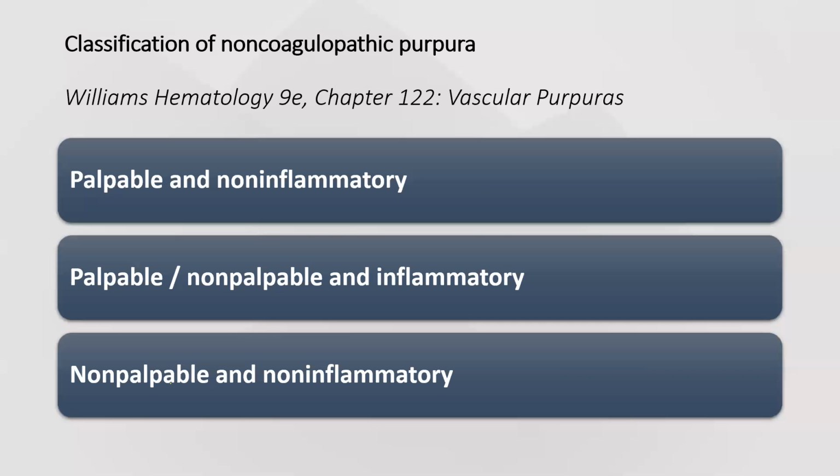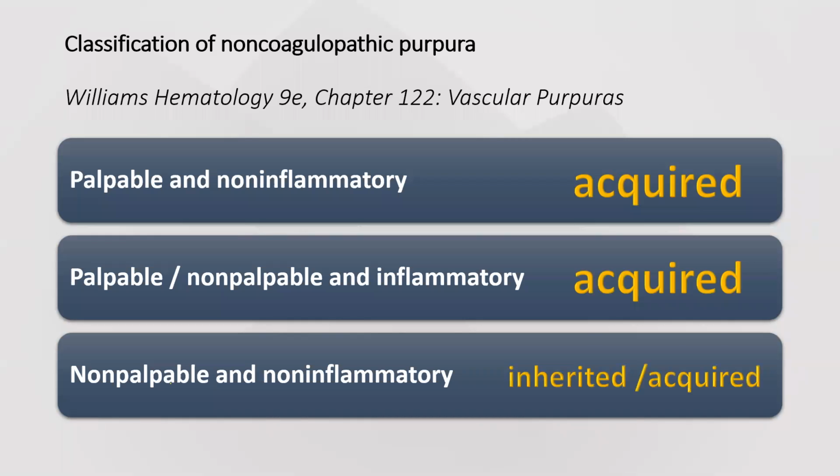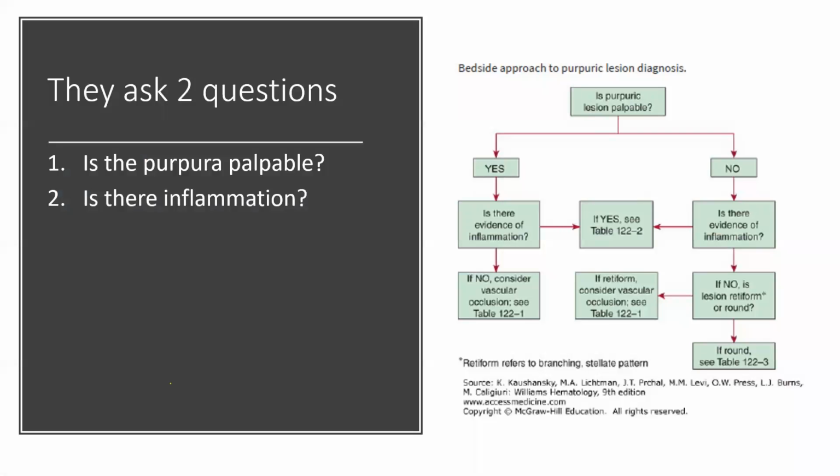Now, there's no specific way of classifying it, but I used this classification from Williams Hematology. It's not specific for acquired disorders, but most of these are acquired. So palpable non-inflammatory lesions are generally acquired. Palpable or non-palpable and inflammatory is generally acquired, whereas the non-palpable and non-inflammatory lesions can then be inherited, such as HHT or acquired. Now, that's a bit complicated.